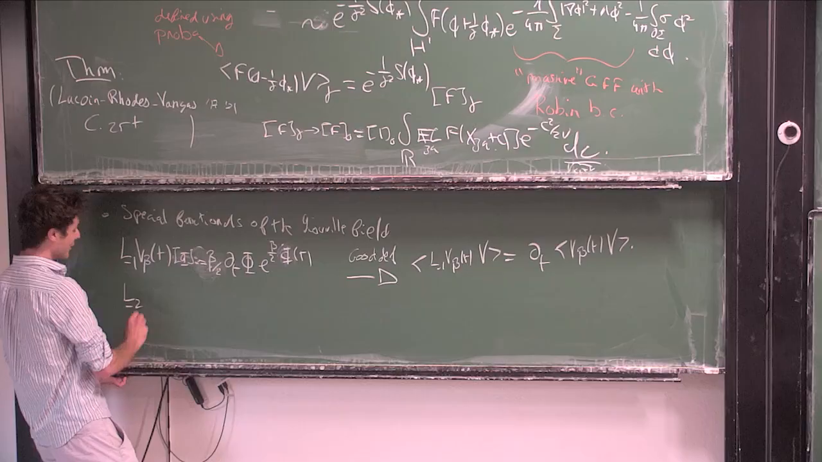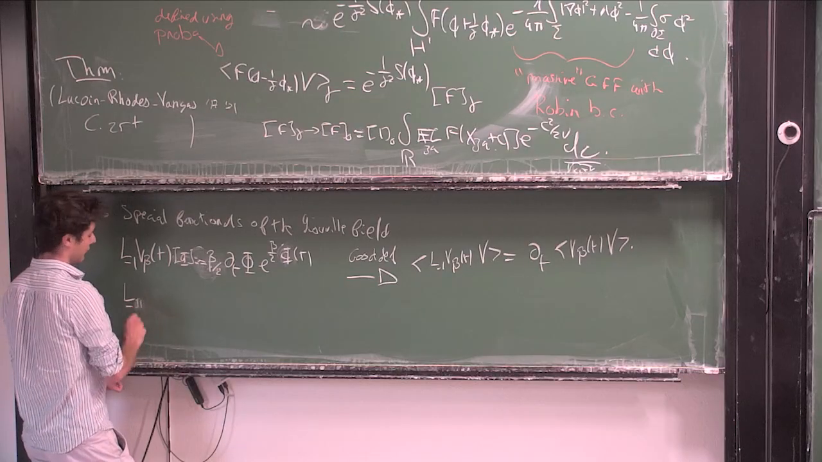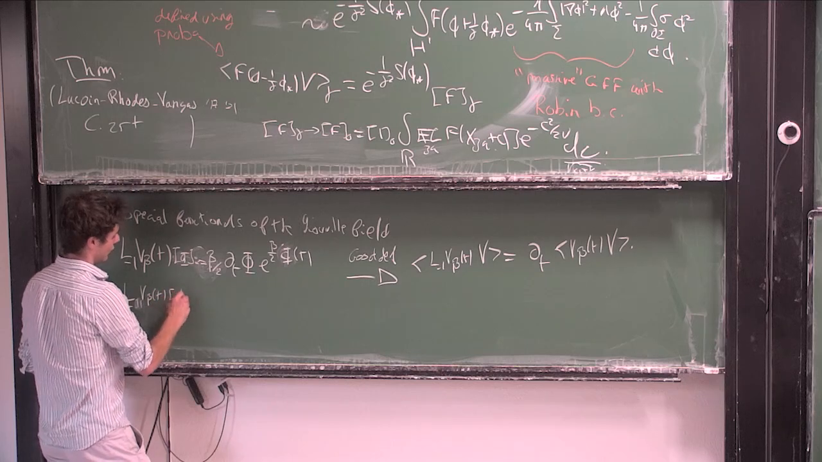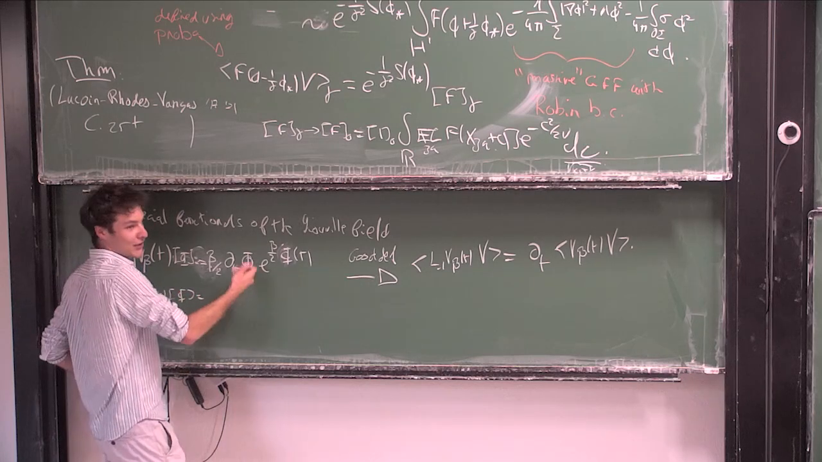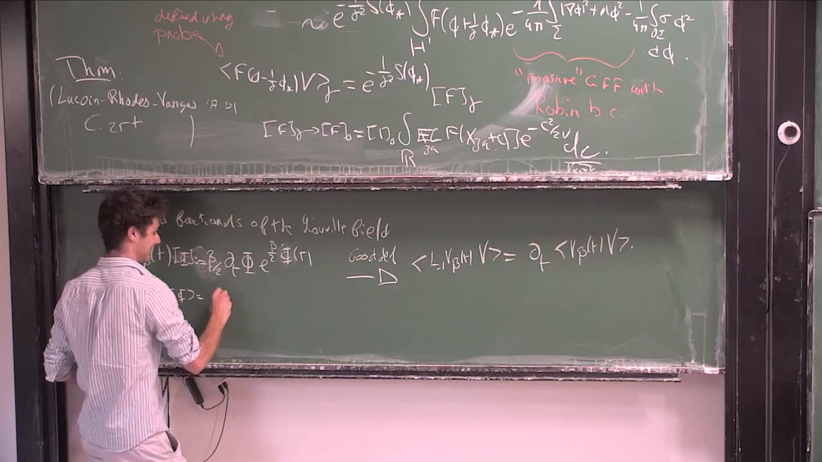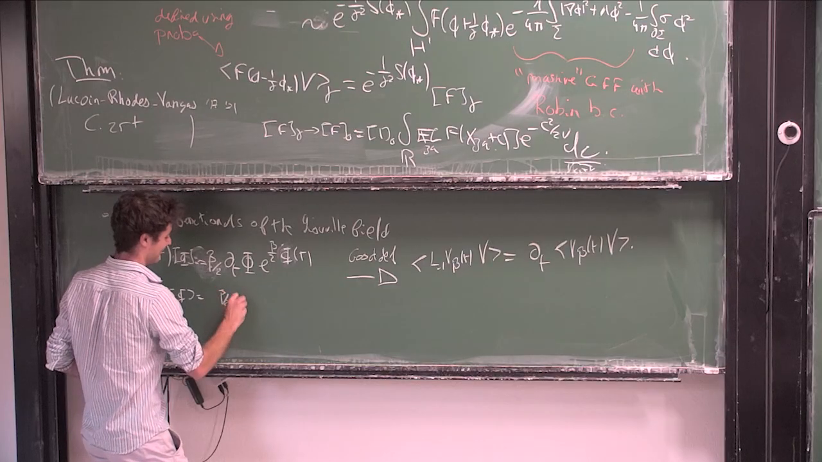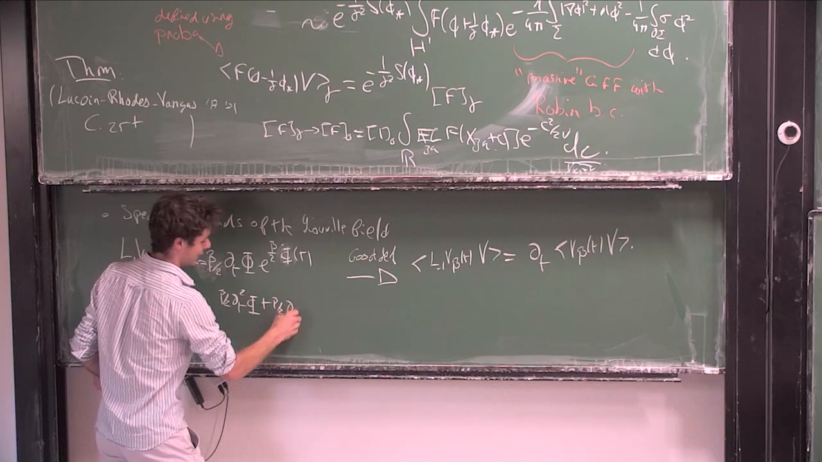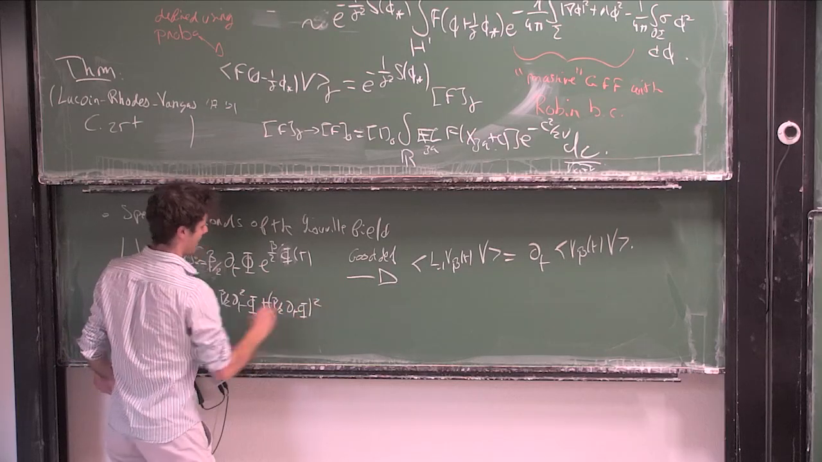Another observable I would like to introduce is the second order derivative in the field, where you differentiate the exponential twice: d2 phi plus beta over 2 dt phi squared.